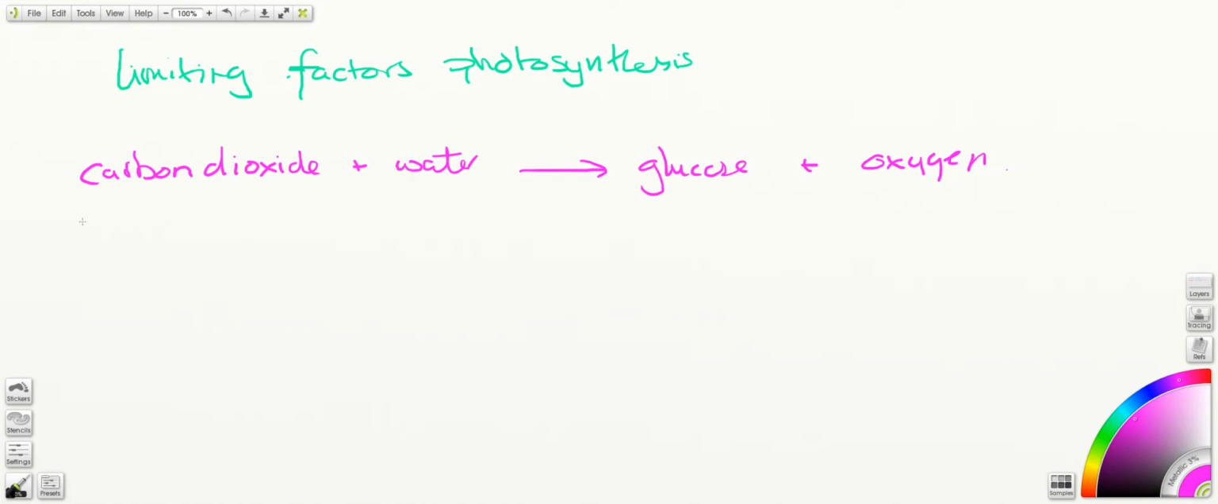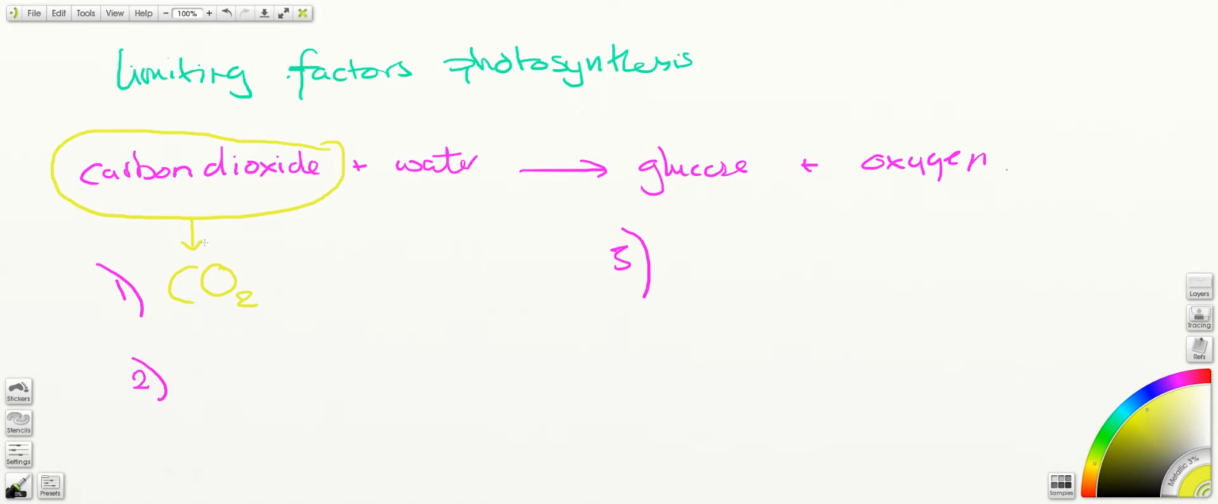Now you guys need to be aware of three things that can decrease the rate of photosynthesis. Okay, well they can decrease or increase depending. Okay, but so three things that can affect the rate of photosynthesis. So number one is the amount of carbon dioxide, and we know that from this equation here, right? So if there's less carbon dioxide, there's going to be less photosynthesis.